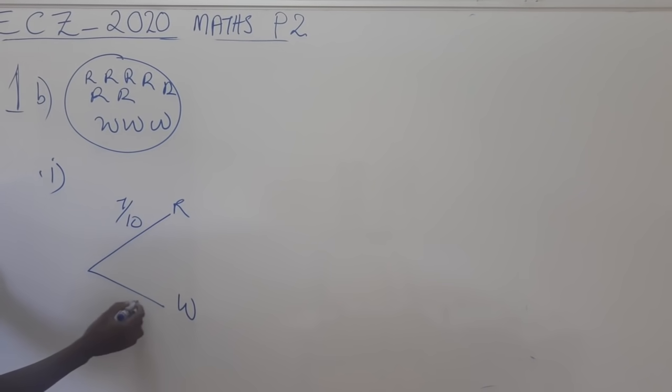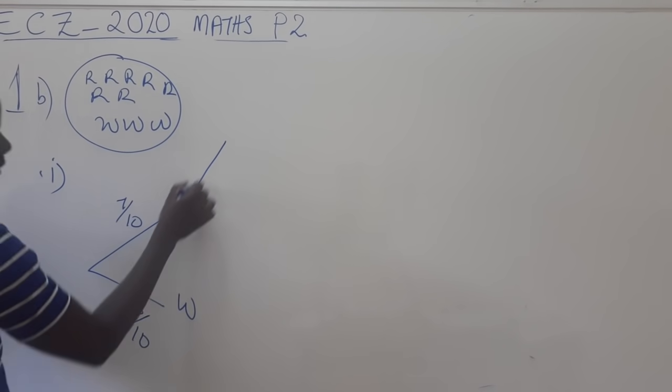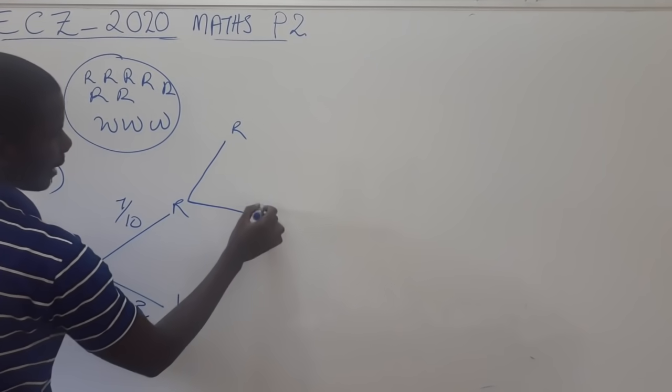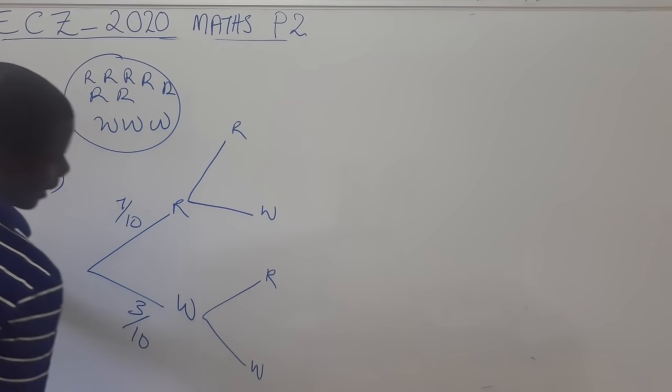How many white balls do we have? We have 3 over 10. So this is the first draw. The second draw, we have red and white.